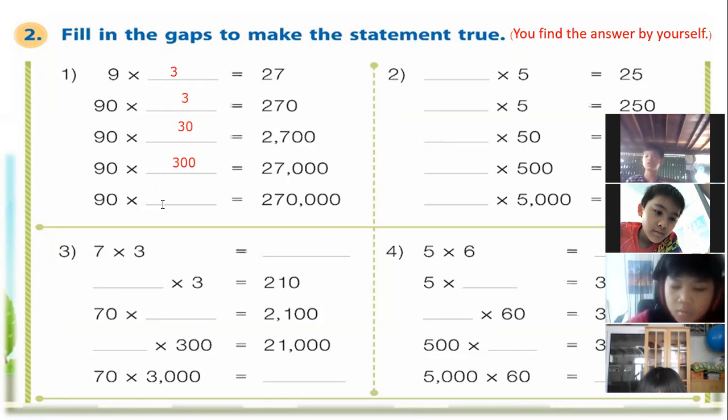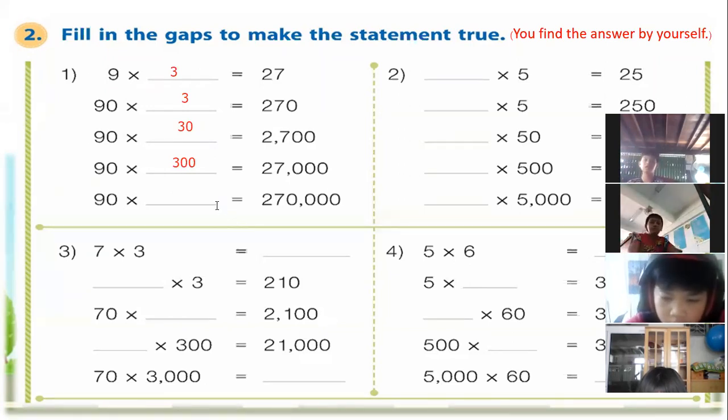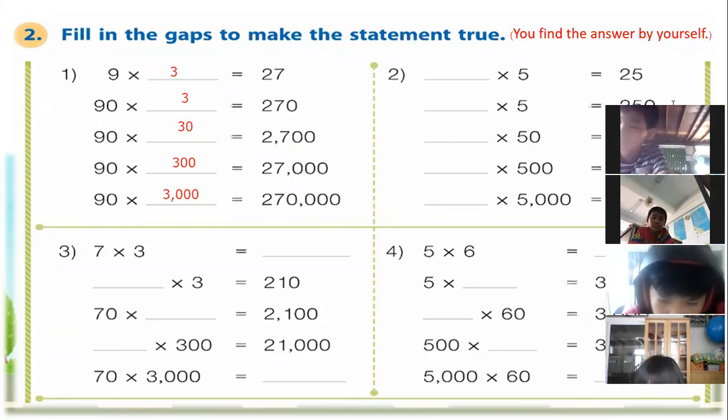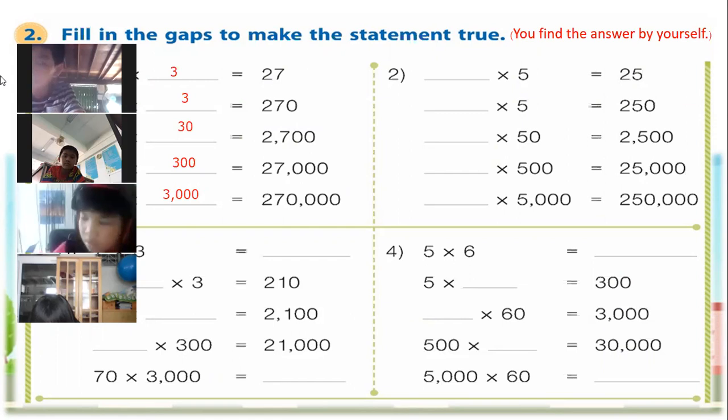Okay, last step. We have total 9 tens and the answer we have 270,000. So 3,000, by using the pattern. So 9 tens multiplied by 3,000 is equal to 270,000. Very good.